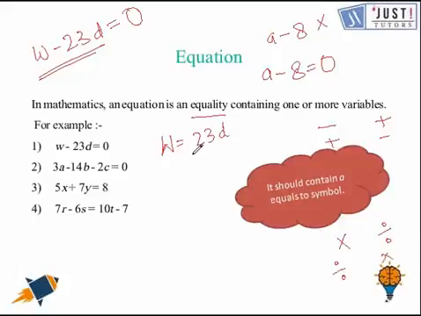Now, what do we need to do? We need to keep all the variables on one side and all the constants on the other side. That means we need to divide both the left-hand side and the right-hand side of the equation by D, which gives us W over D is 23. So this is the answer of the equation. In this way, we can simplify equations.